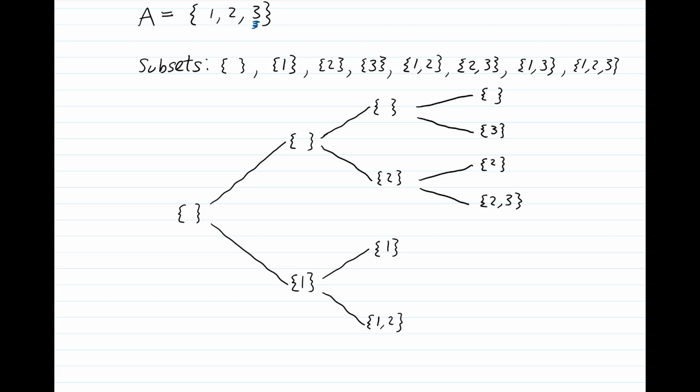Okay? And now let's go to the next set down. If I do not put in the number 3, it stays like it is. If I do put in the number 3, it'll look like this. And then the last set at the bottom. If you do not put in the number 3, it looks like that. And if you do, it looks like that. And there we have all 8 subsets there.